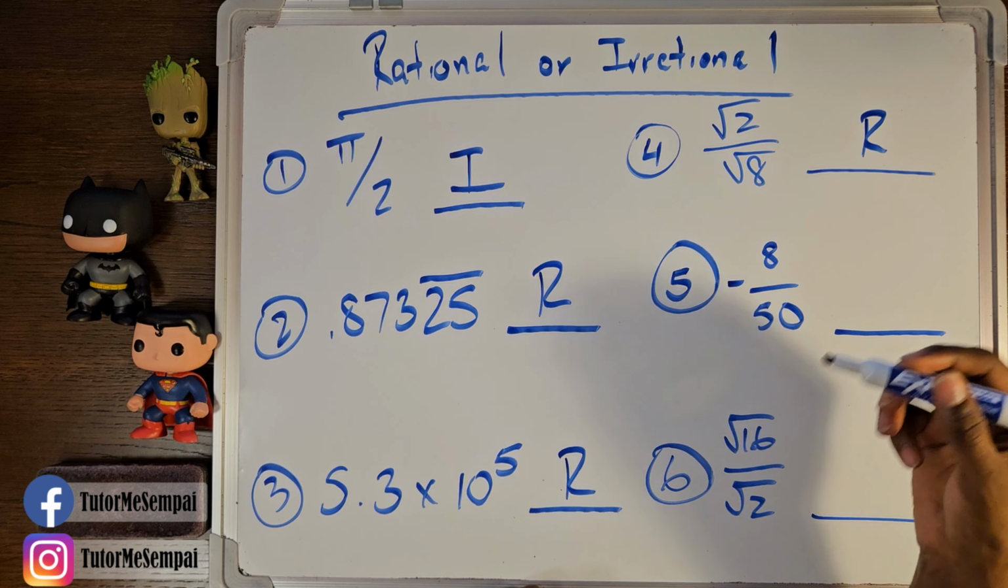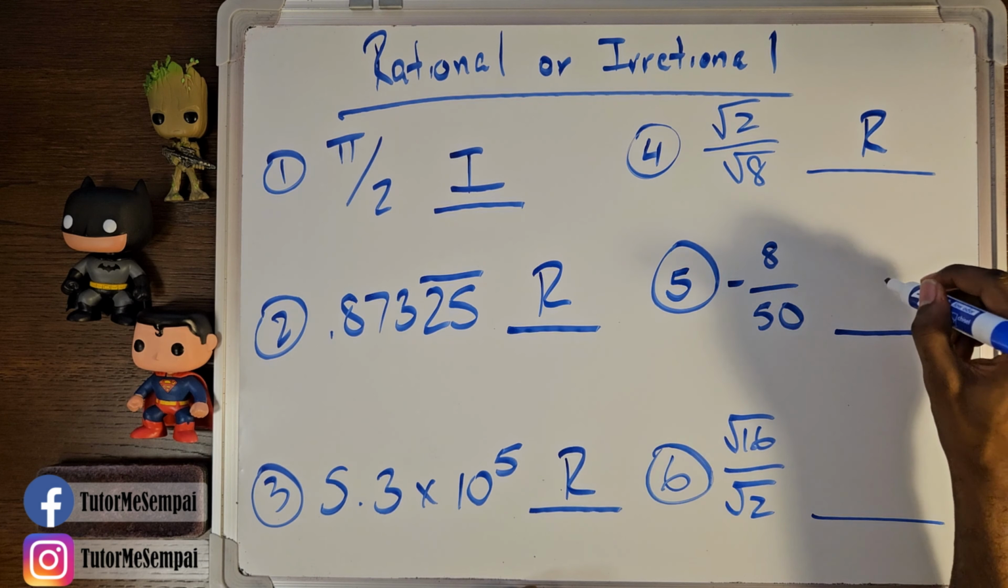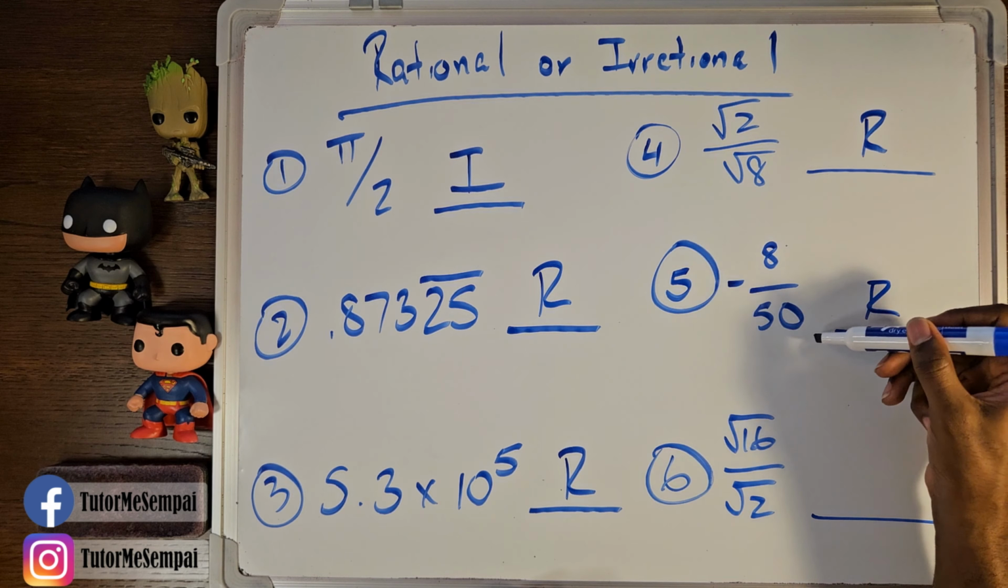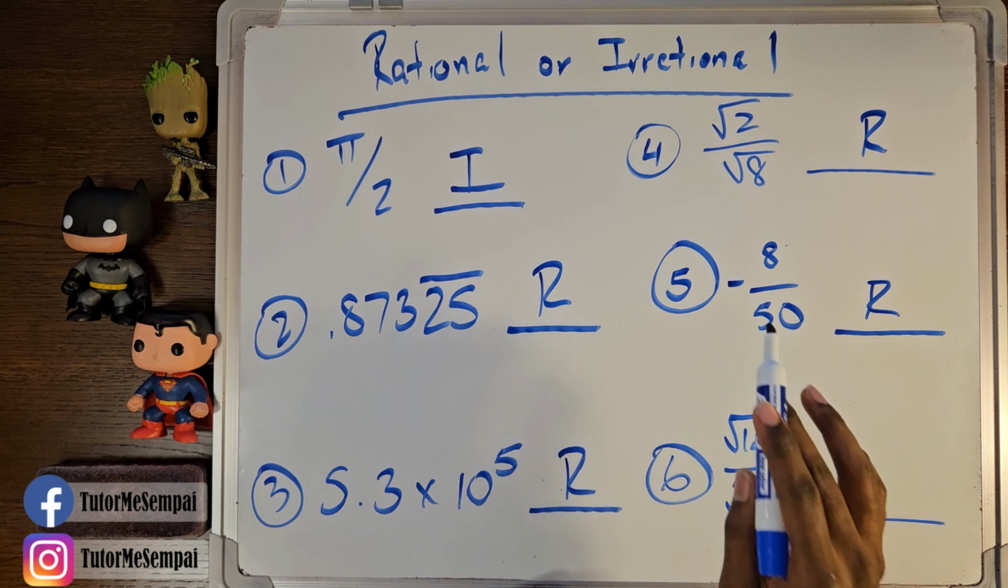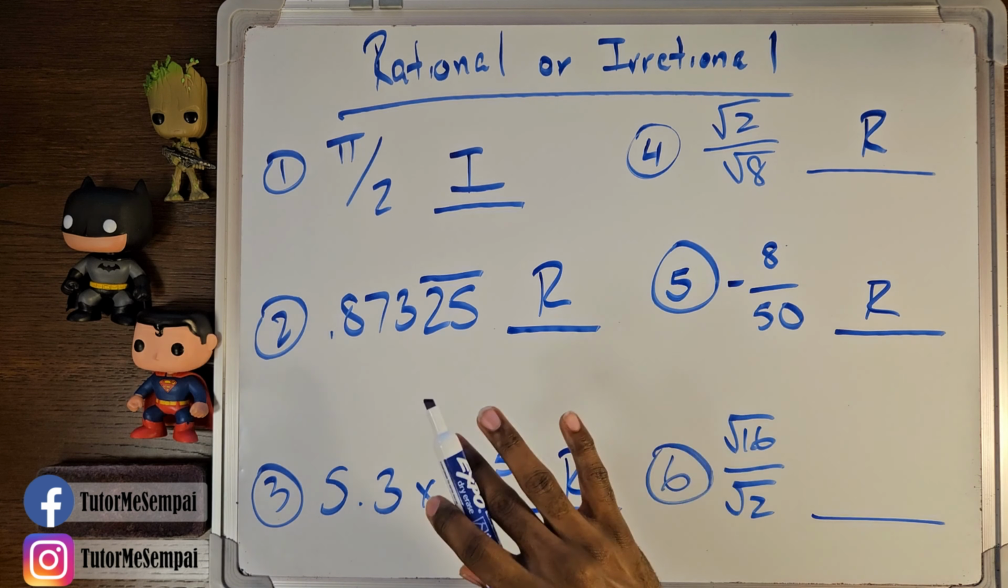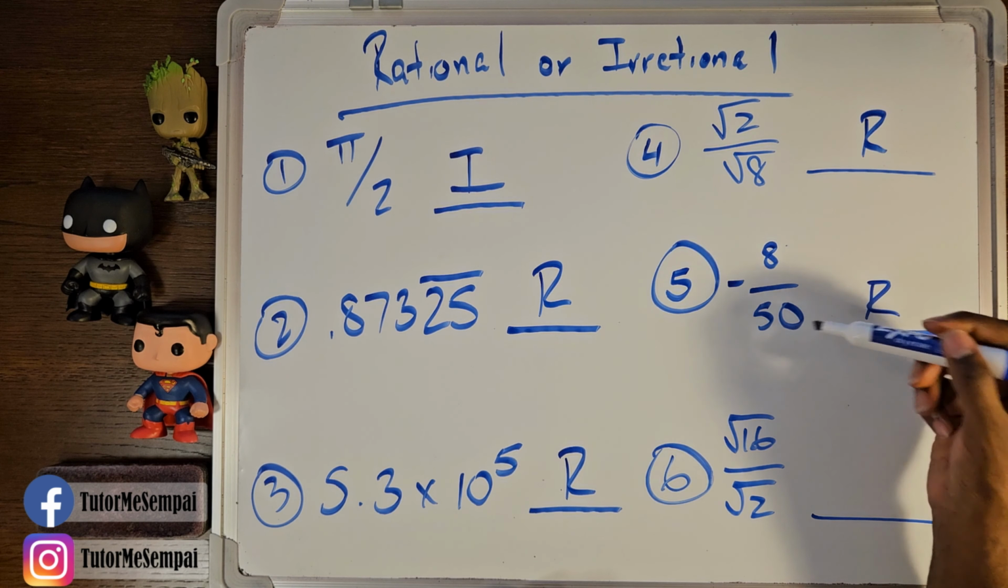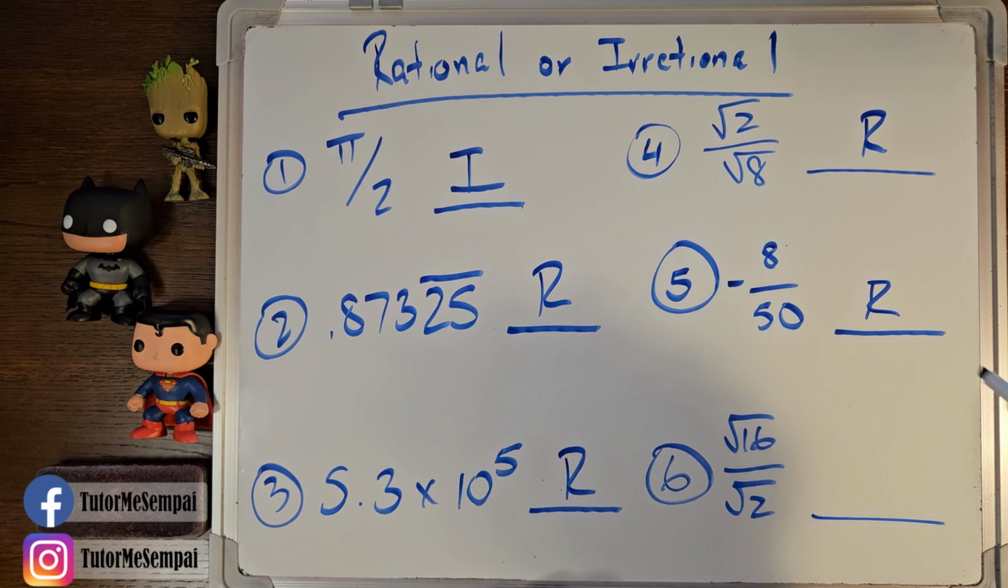How about our fifth one? We have negative 8 over 50. Well, this is going to be another rational number because you have two integers. It doesn't matter if you have it negative or positive. That doesn't change anything. This is a quotient of two integers. Therefore, it's a rational number.